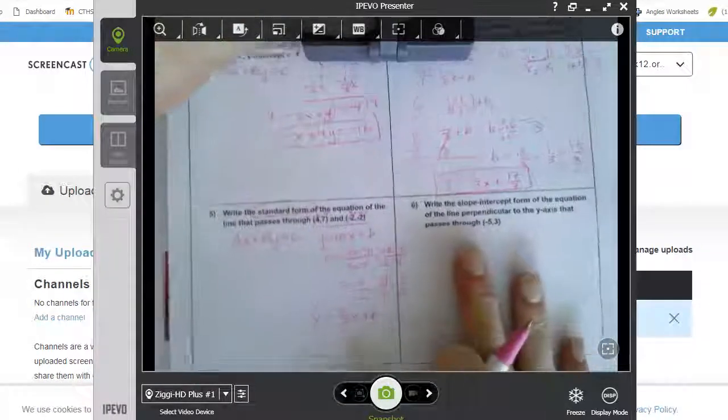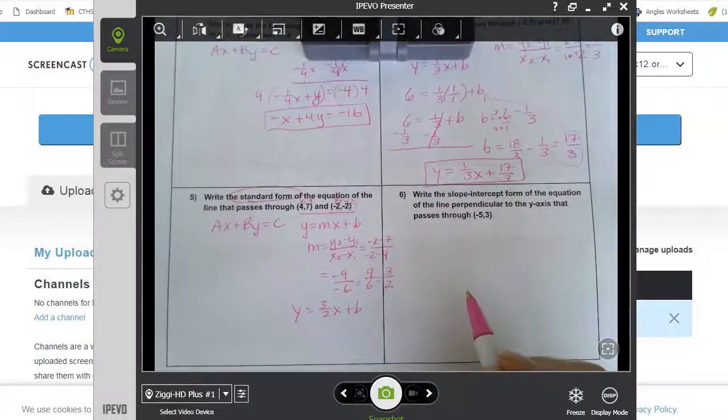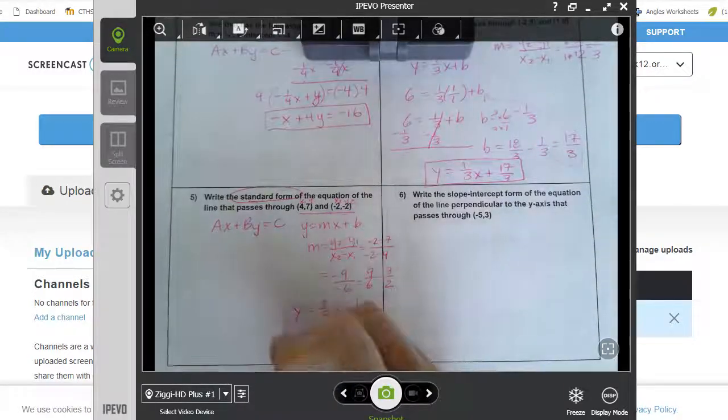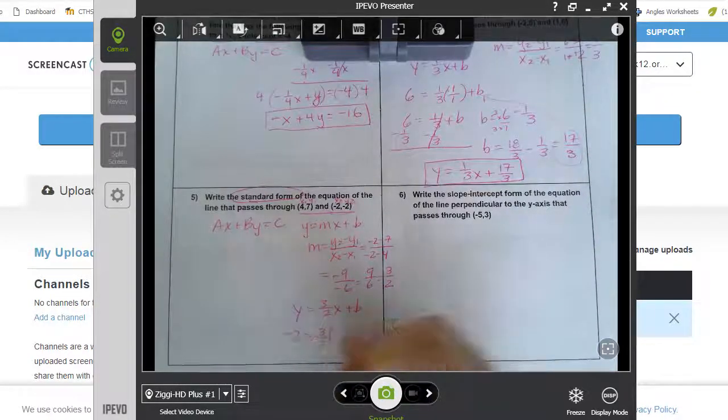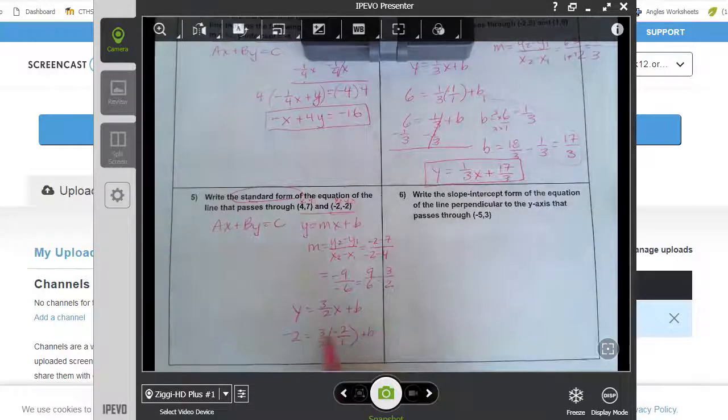I'm going to choose one of my points here. I'm going to go with this one, even though it has negatives. I'm going to put in -2 for y. I'm going to put in -2 for x. That's the same as -2 over 1 plus b. These cancel out. I've got -3 over 1, which is just -3. -2 equals -3 plus b. And I'm going to find pretty quickly that b is equal to 1.